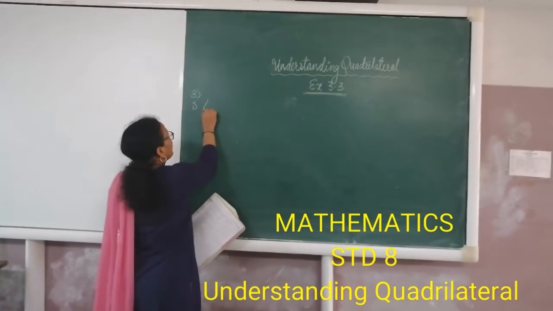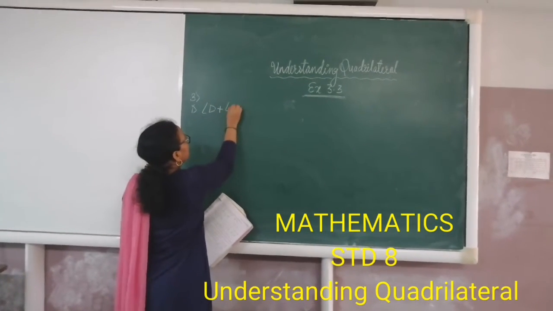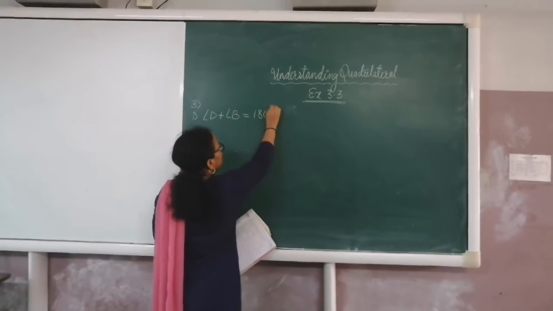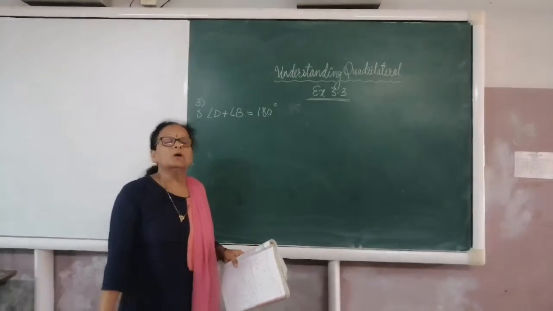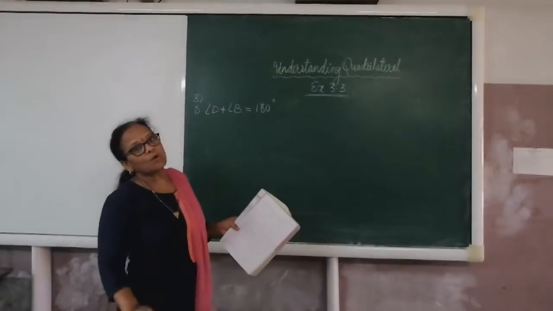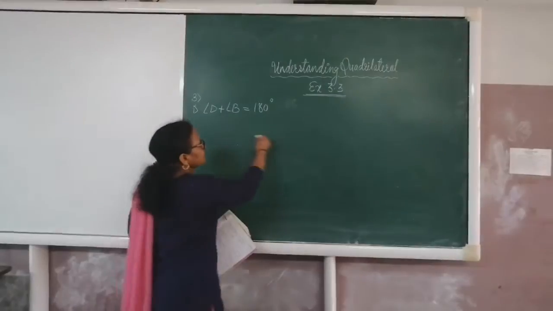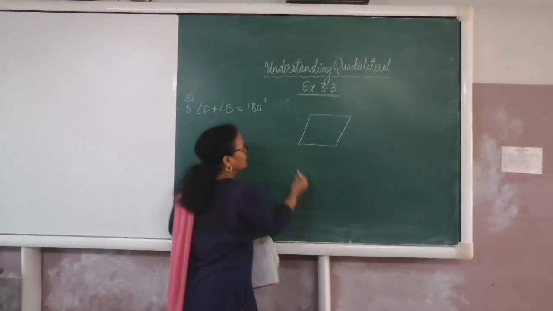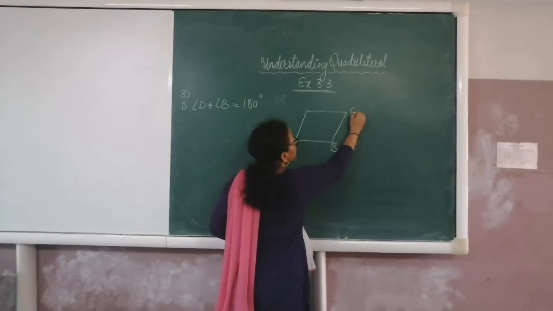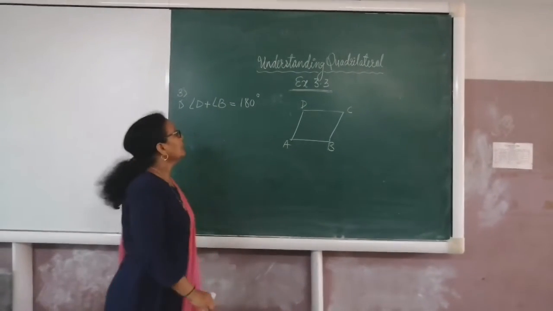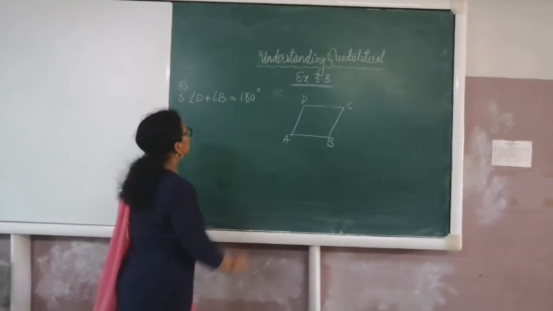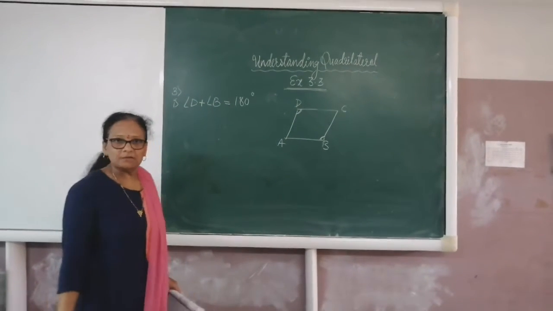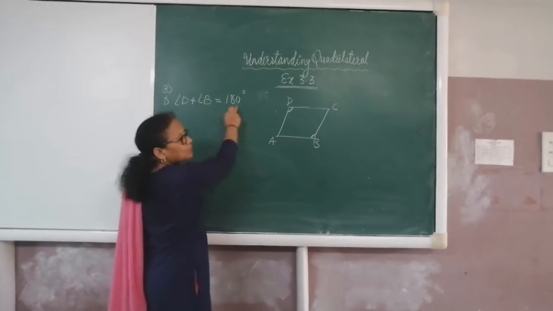First condition is angle D plus angle B is equal to 180 degrees. Now here if this condition is there, do you agree with whether it is a parallelogram or not? That we have to prove. For this, first of all draw the parallelogram, then you will come to know. Suppose I have drawn the parallelogram, I have labeled A, B, C and D over here. Now here B and D. See, here this is B and this is D. As they are not adjacent, for the parallelogram this condition is not valid.